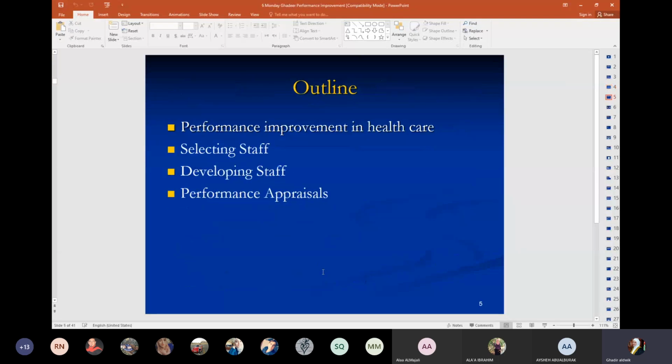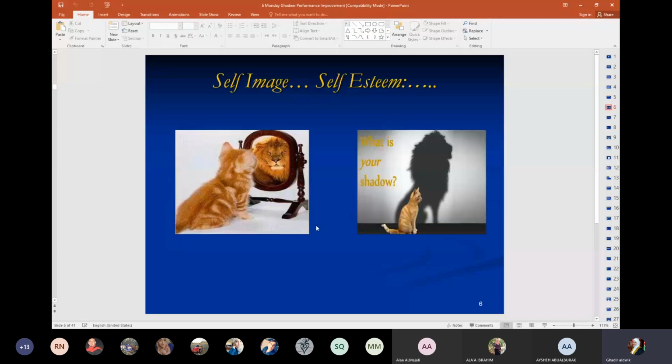So the main outline of our lecture will cover all of these subjects: performance improvement in healthcare, selecting staff, developing staff, and performance appraisal. We will start with this image. Can anyone of you please give an interpretation for this image? Can anyone answer, please?